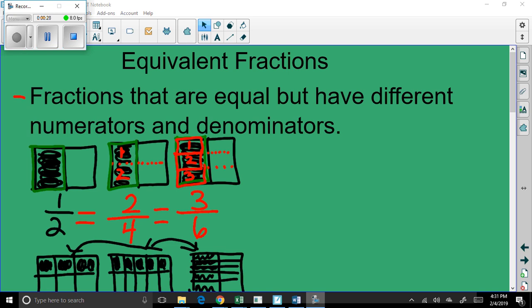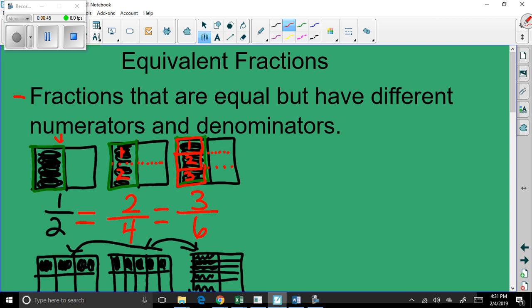So we're using pictures to show us why this is so. So in the first picture, we have 1/2. In this picture right here, we have 1/2 because one part is shaded and there are two equal pieces about the size of the green box.